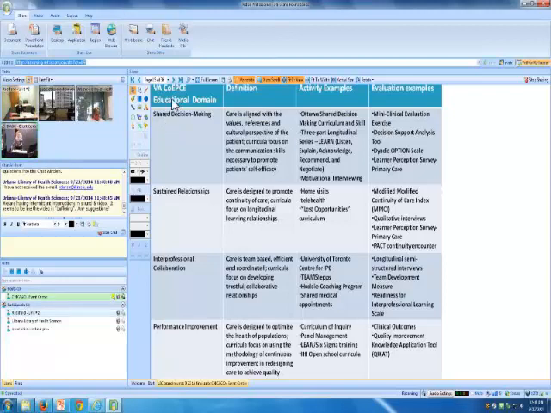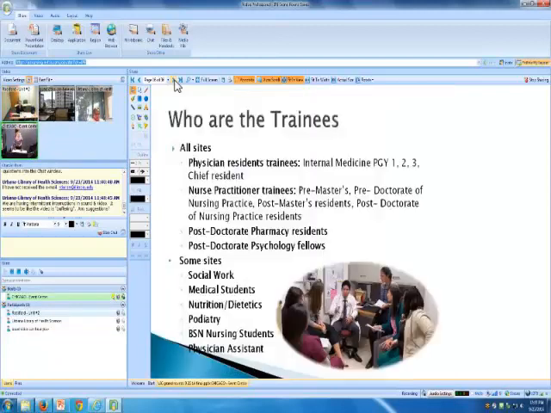So it was very interesting that they all had the same goal in mind, but how they got there was quite different. So who are our trainees? Really it differs by site, but at our core, all 5 sites have physician resident trainees at various levels. They have nurse practitioner trainees. They have students at a pre-master's and a pre-DNP level. Just one site, the University of Washington, does not have an NP master's program, so those are DNP students.